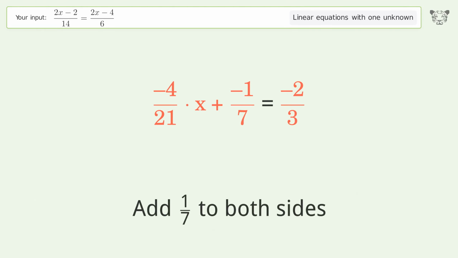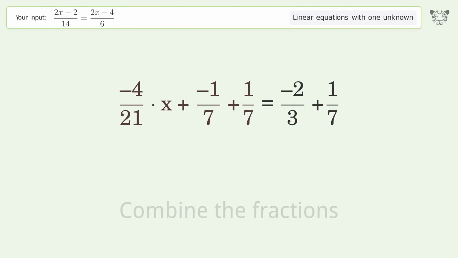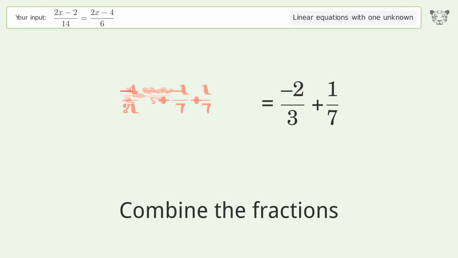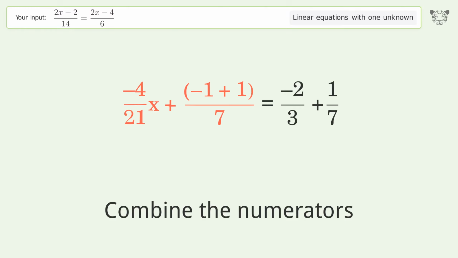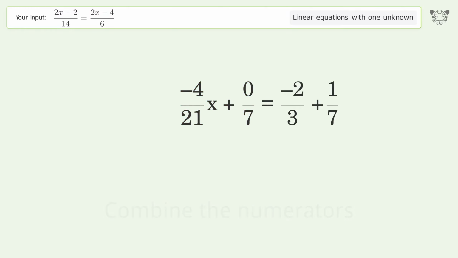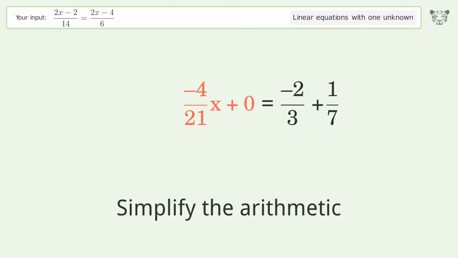Add 1 over 7 to both sides. Combine the fractions. Combine the numerators. Reduce the zero numerator. Simplify the arithmetic.